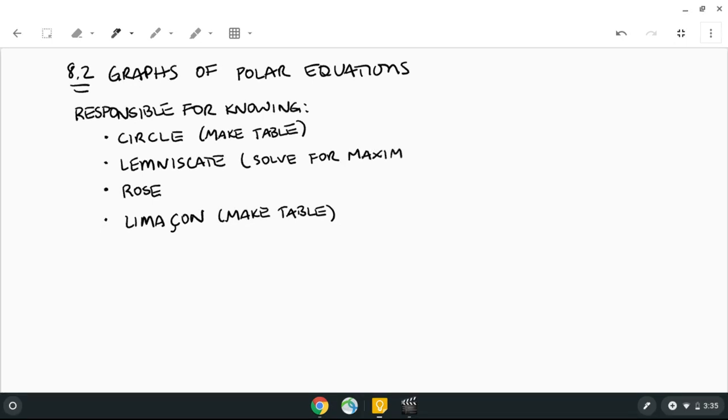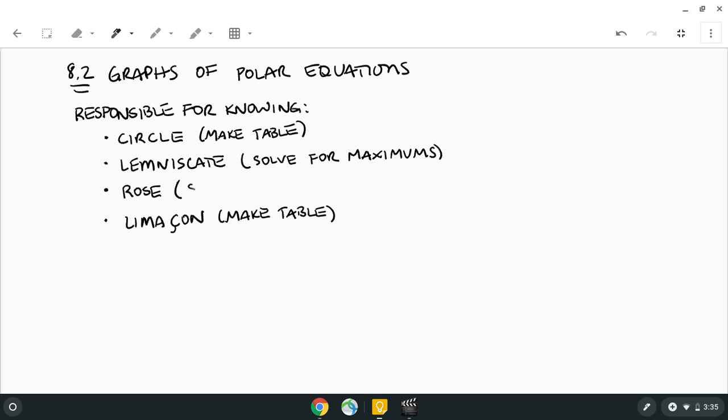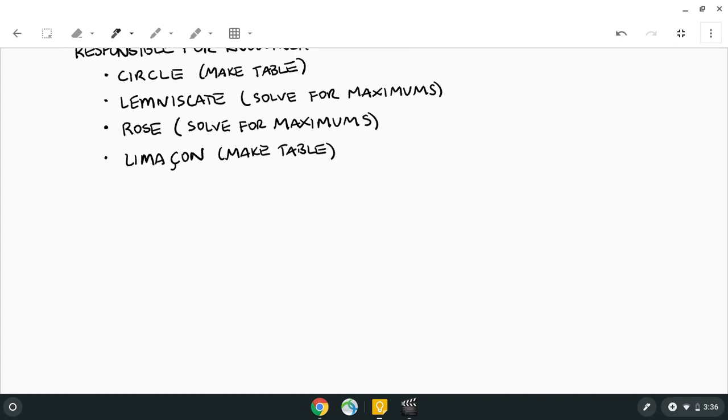So we're not going to make a table here. Same thing with the rose. We're going to analyze the equation, use what we know from looking at it, and solve for maximums. If you use other methods in your trig class, that's fine too. Okay, so we'll start off with the circle and the limacon where we make a table, because that's kind of straightforward, that's intuitive.